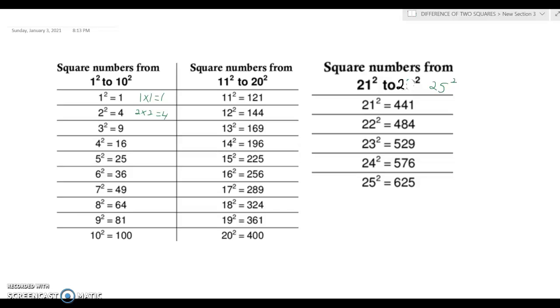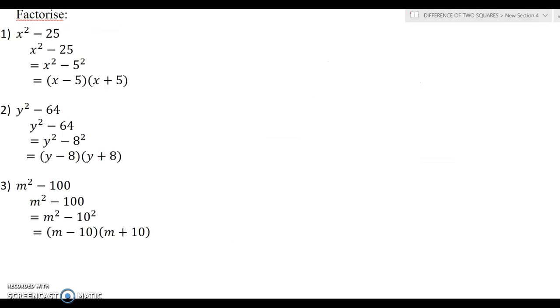So let's look at some more examples. I have 3 examples here. The working is already there. We're going to go through it together. So the first one, we have x squared minus 25. Now you need to recognize that 25 is the same as 5 squared. So I could put it like that: x squared minus 5 squared.